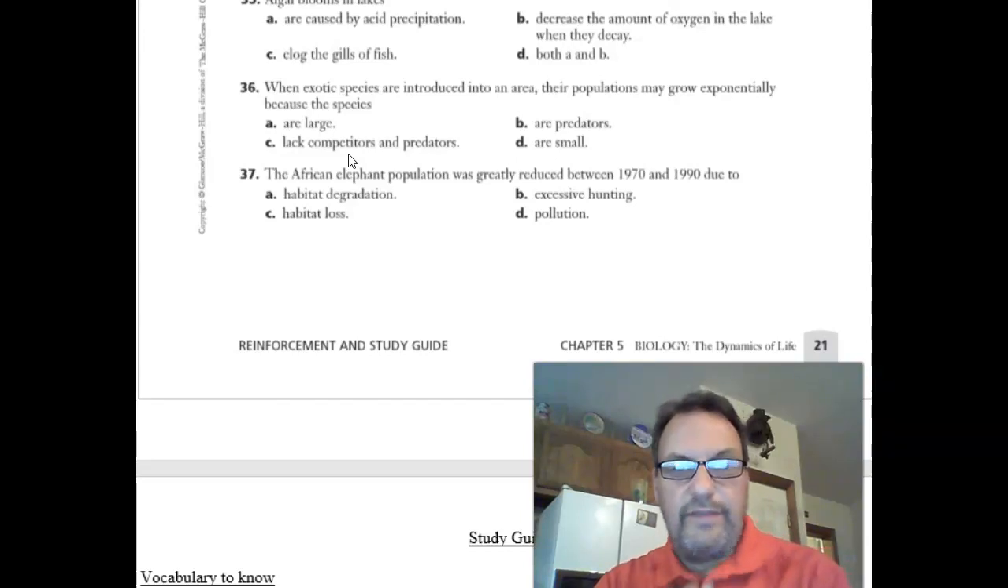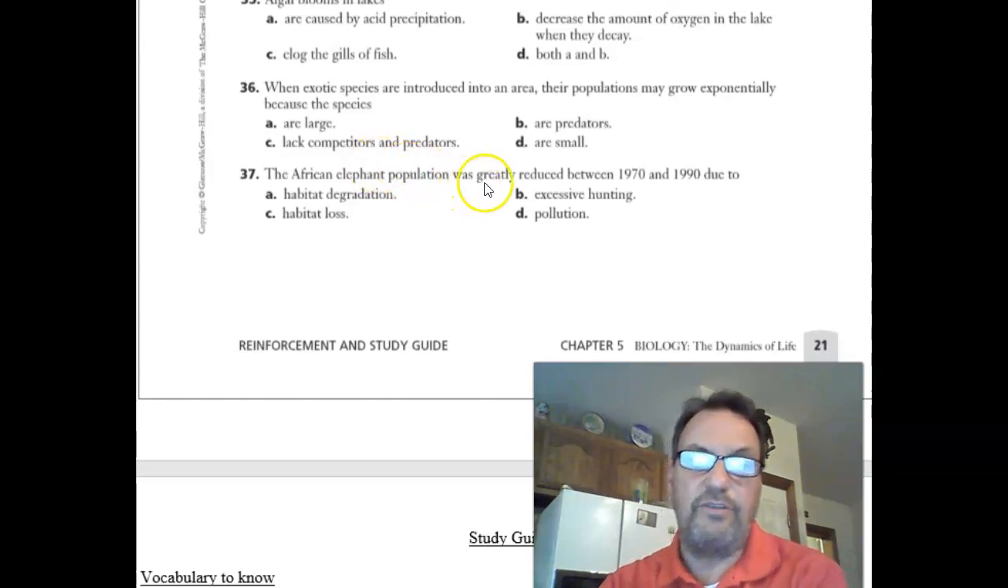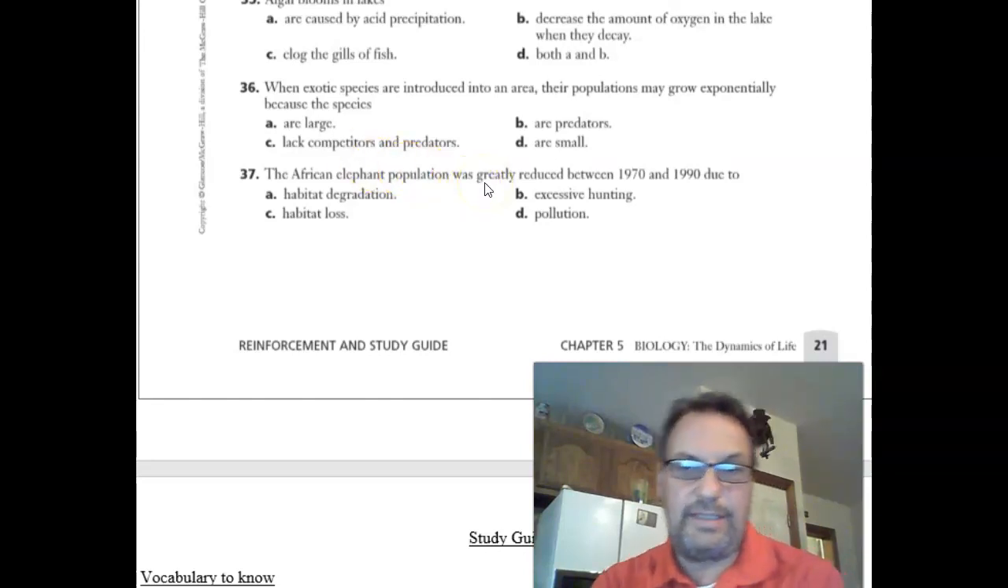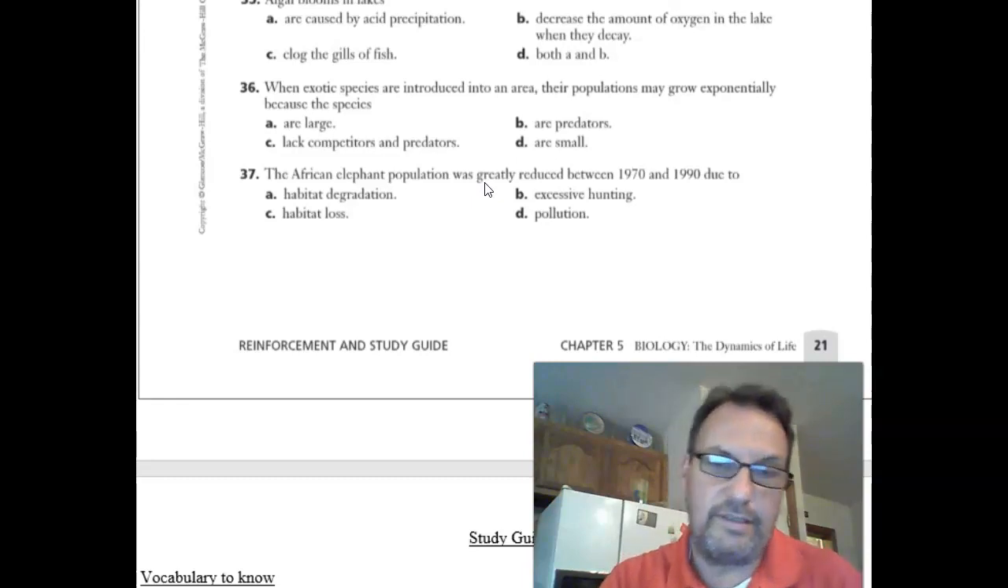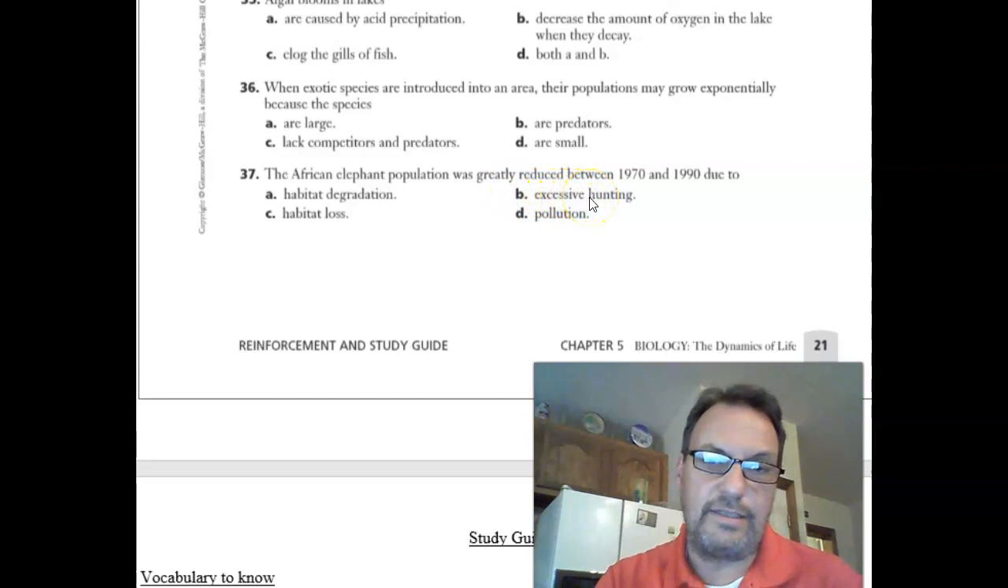And then number 37, the African elephant population was greatly reduced between 1970 and 1990. And we know that a lot of people wanted the tusks, and a lot of times they would kill these elephants just for the tusks and just leave the body laying there. And what a waste that was, but that's actually excessive hunting. Excessive hunting.